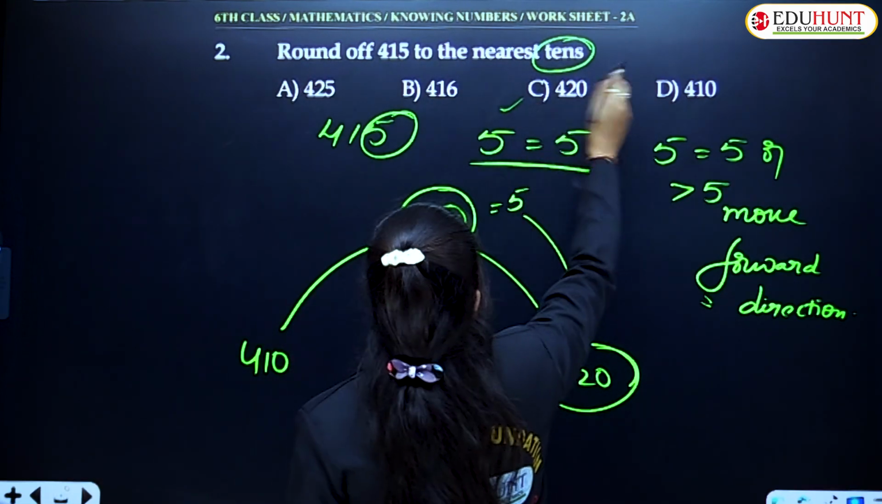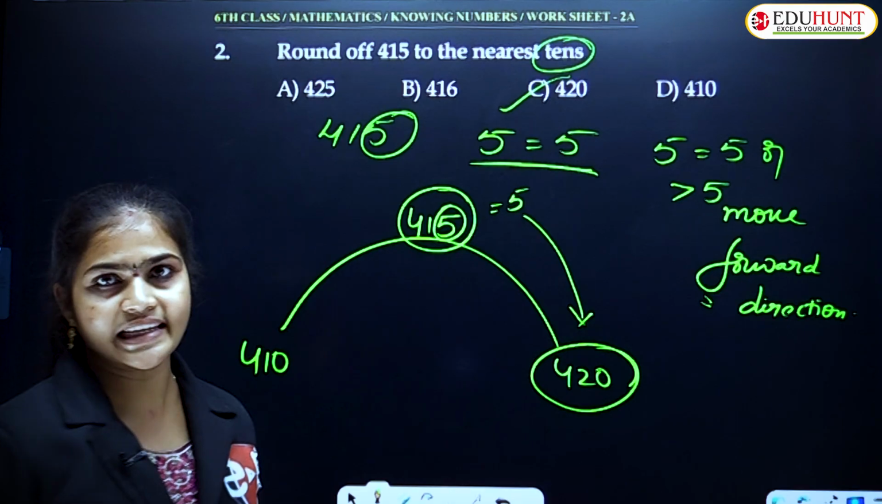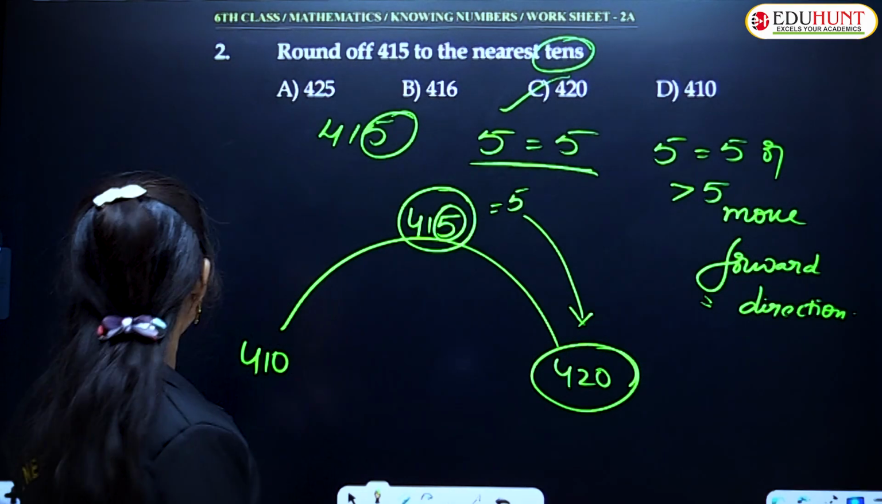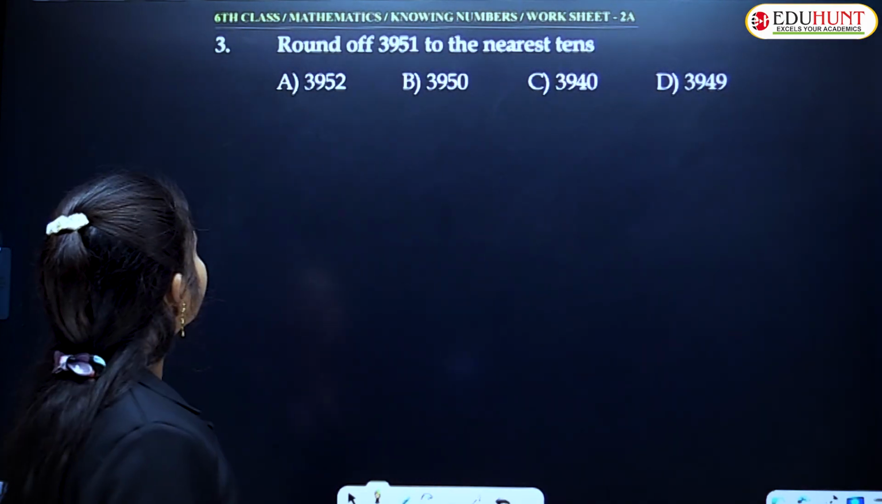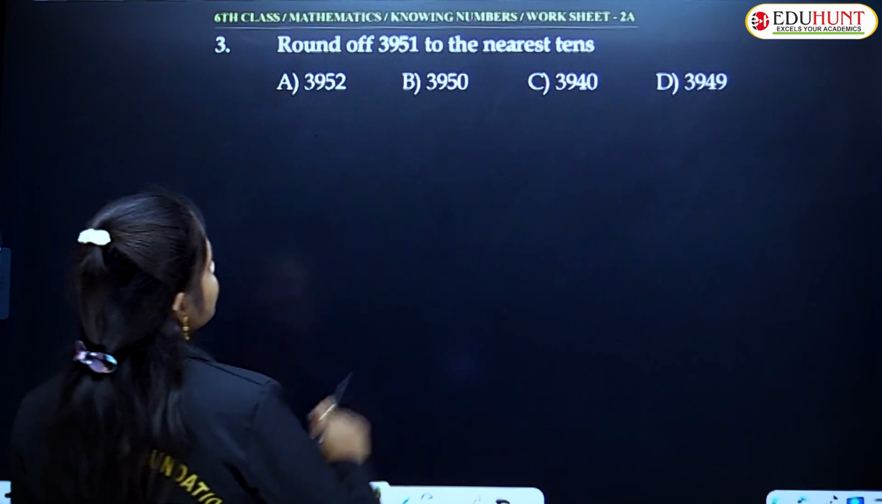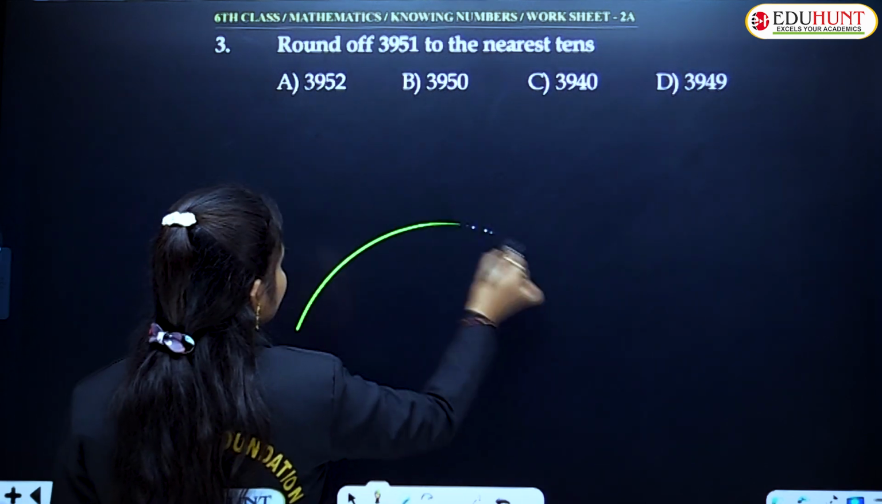420. Which option is correct here? Option C is correct. Understood? Yes. Let us see the next one. Round off. This is also nearest tens only. But what is the number here?